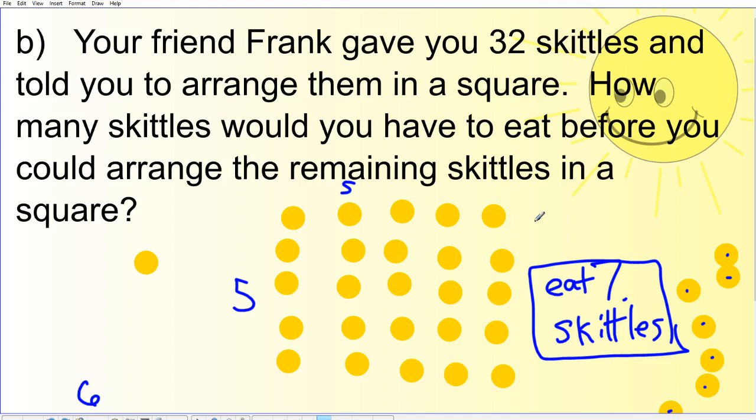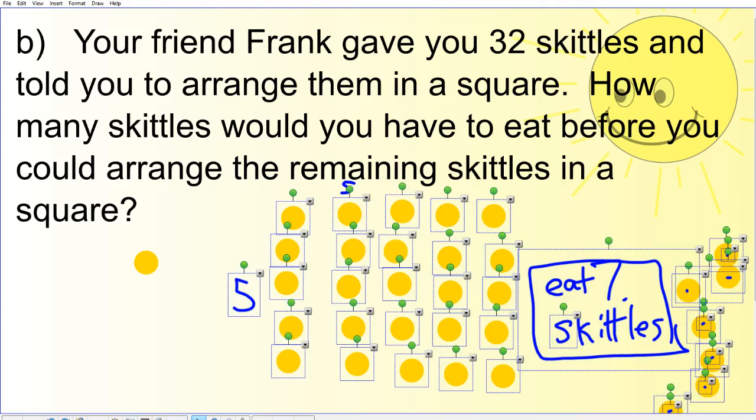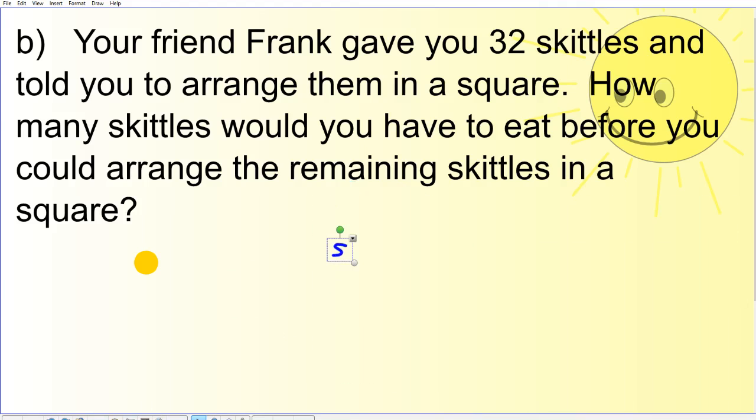Another way you could have done this without drawing a picture is if you knew your perfect squares. It would have been a lot quicker and easier, and you could have said, okay, so I have 32. What are my 2 perfect squares around 32? You can go back to one of the tables, or you could just start making them in your head.